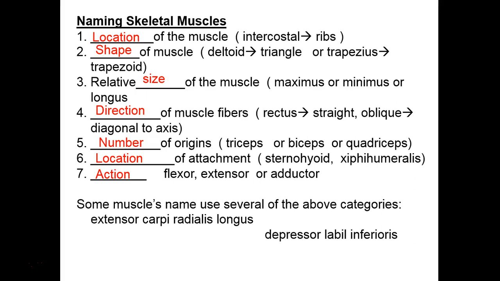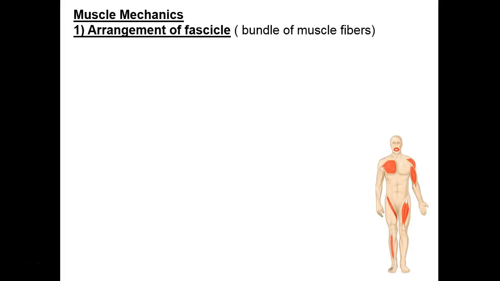How about the depressor labii inferioris? Well, your labia are your lips, and inferior must mean your bottom lip, and if you depress, you bring towards the inferior, so if you pout, you are using your depressor labii inferioris. Now let's move on to muscle mechanics.